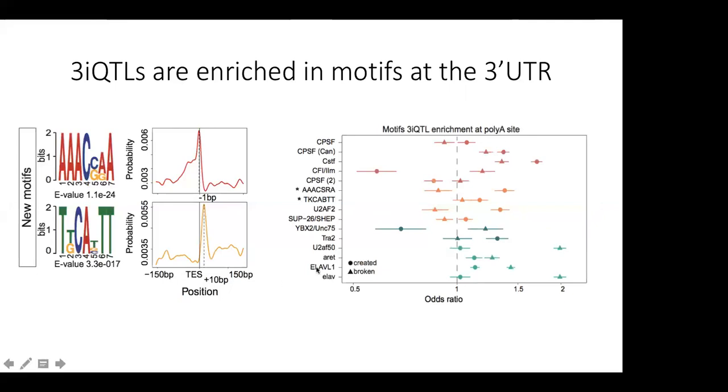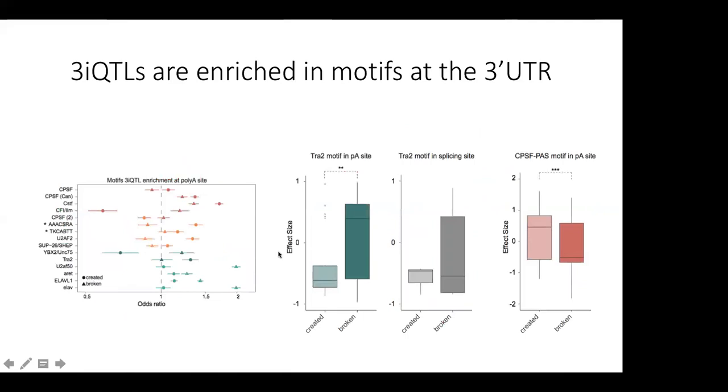And this is the case of ELAV, but what is surprising is this TRA2. TRA2 is a gene that is involved in splicing, but what we see is actually something interesting. We observed that there is a clear, specific effect that correlates with a specific phenotype. In particular, if the SNP creates or breaks the TRA2 motif at the 3' end, we observe an increase or a decrease of the usage of that specific alternative polyadenylation site.